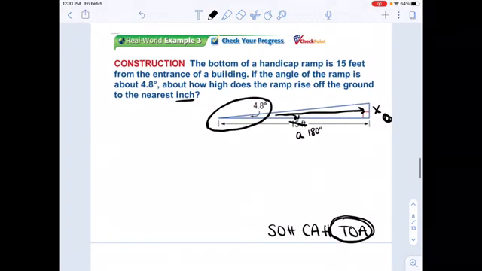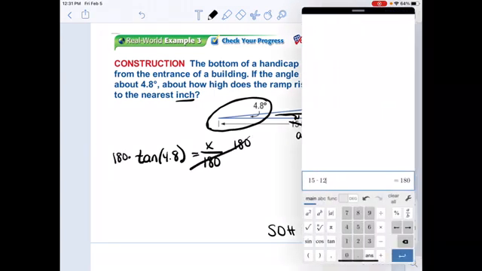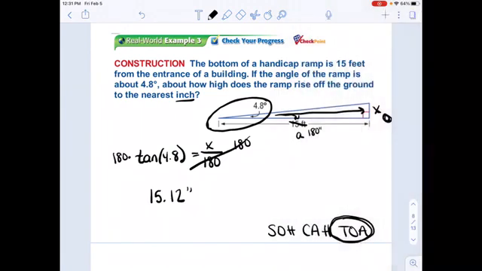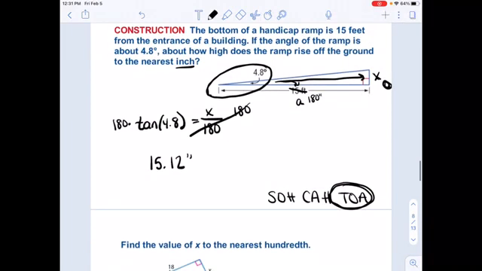And I can set up my trig, okay? So I need tangent of my degrees equals opposite over adjacent. And now I just solve for x by multiplying by 180 on both sides. So I now have 180 tangent of 4.8 equals 15.12 inches is how high it is off the ground.